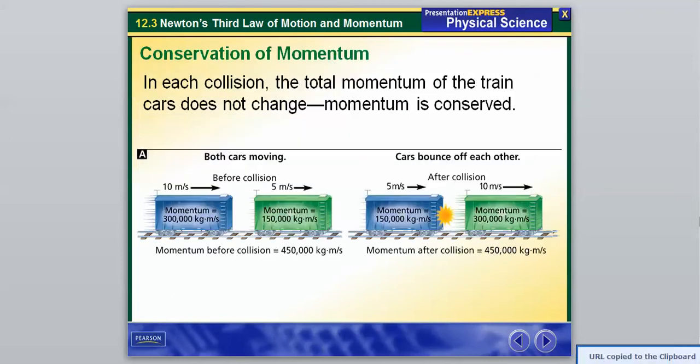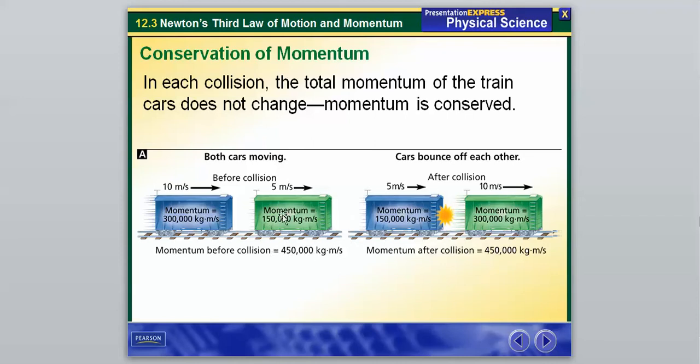So we're going to see a couple of examples. We're going to have several collisions, and you're going to notice in each collision the total momentum of the train cars does not change. The momentum is conserved. If you look, we have 10 meters per second and 5 meters per second. The momentum is 300,000 here, 150,000 here. So our momentum before the collision, if you add these together, is 450,000.